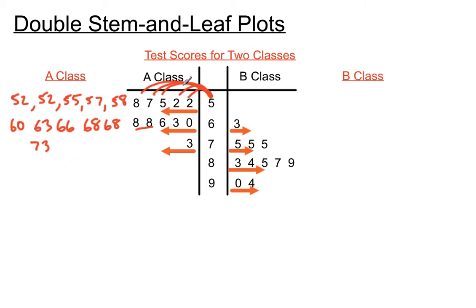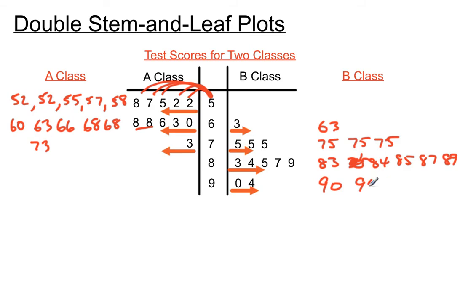It's a little easier in the B class because we're used to having the tens to the left and the units column to the right. So if we're writing out these numbers, we'd have 63 there, 75, then another 75, then another 75 if we're writing out those scores. Here we have 83. Can you see 84? Oh, hang on, stuff that up, sorry. 84, 85, 87 and 89. And we do have some items in the 9s there. We have 90 and 94.